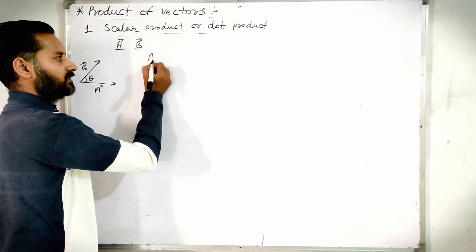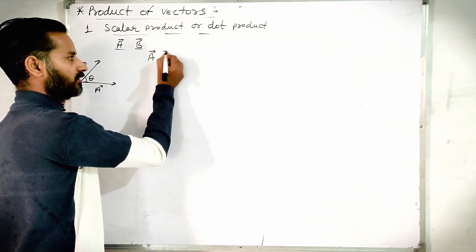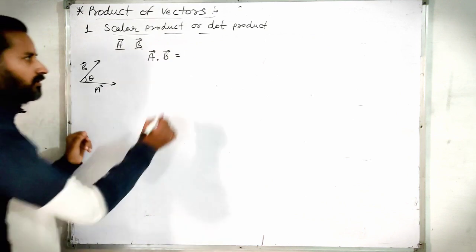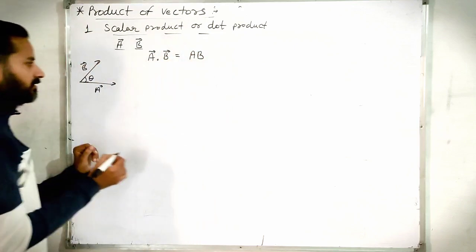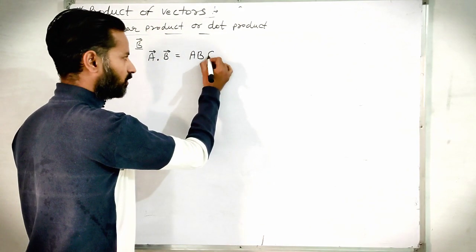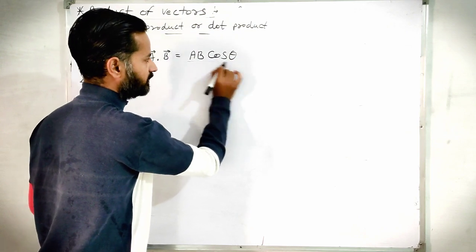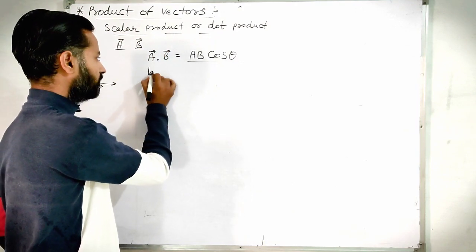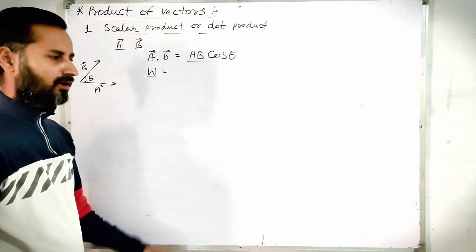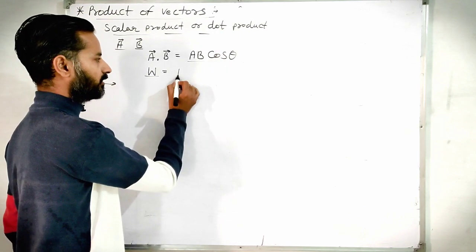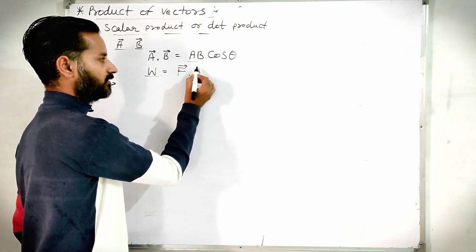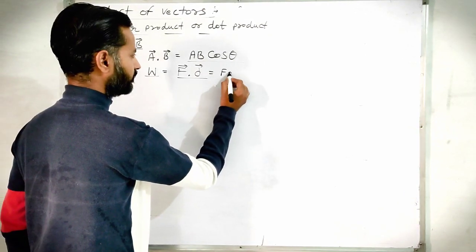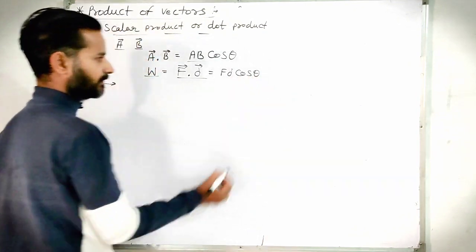Then this can be written as A vector dot B vector equal to the product of both magnitudes A, B and the cosine of the angle between them, which will be cos theta. And by doing this, we get a scalar quantity. For example, we have a work W, which is a scalar quantity, and this can be given as the dot product of force and the displacement D, or it can be written as F D cos theta.